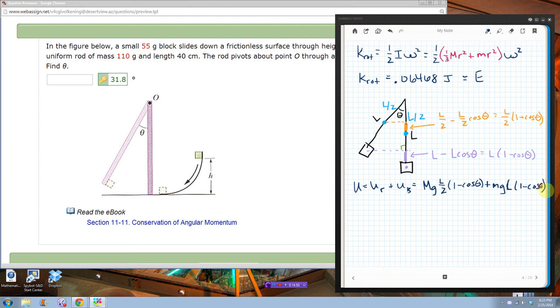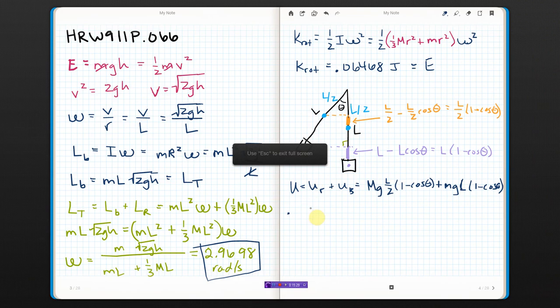Ooh, I'm running out of room. That's a theta. Okay, and that whole thing needs to equal this up here, which equals 0.6 whatever. If I put all my numbers in, all that's left is this cosine theta. I have to do a whole bunch of algebra, and you know what? I'm going to put the numbers in. It'll save me some algebra. I'm going to make this full screen too, because I already had something over there.